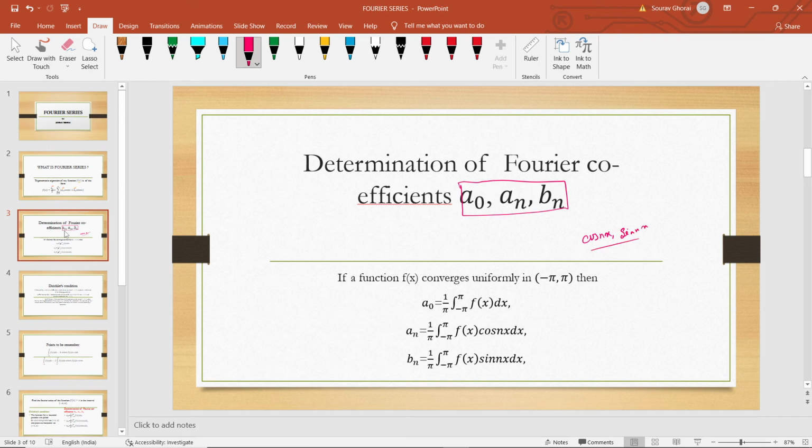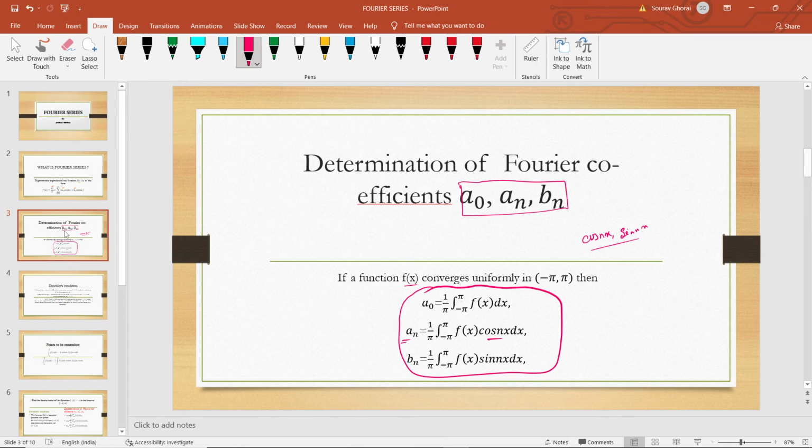Here we consider the function f of x. If it converges uniformly, then we can find the Fourier coefficients a0, an and bn by using these formulas. That is, a0 is equal to 1 by pi integration over minus pi to pi f of x dx, an is equal to 1 by pi integration over minus pi to pi f of x cos nx dx, and bn is equal to 1 by pi integration over minus pi to pi f of x sin nx dx. That means an is the series of cos nx and bn is the series of sin nx. So now there is no question.